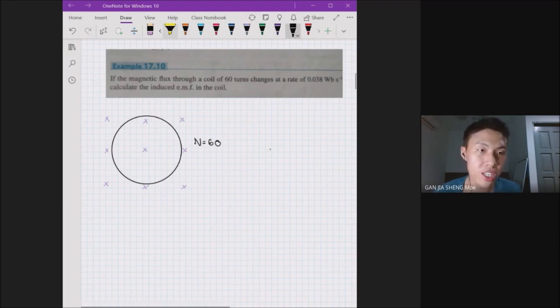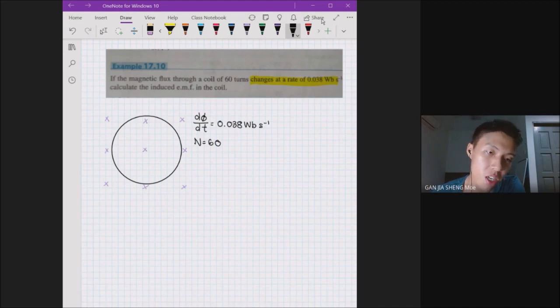And from the question, they say that the magnetic flux is going to change at a rate of 0.038 Weber per second. It's magnetic flux changing rate. It's not magnetic flux linkage changing rate. So in this case, this is d phi over dt, and this should be a small phi, not a big phi. Because big phi will be magnetic flux linkage. Small phi will be magnetic flux. Okay? So you know all this already.